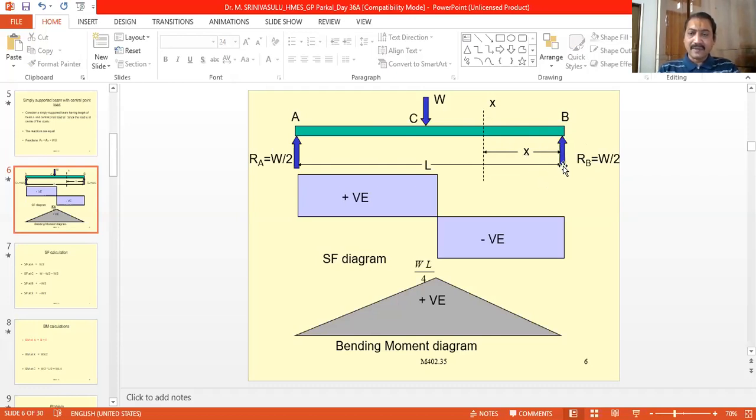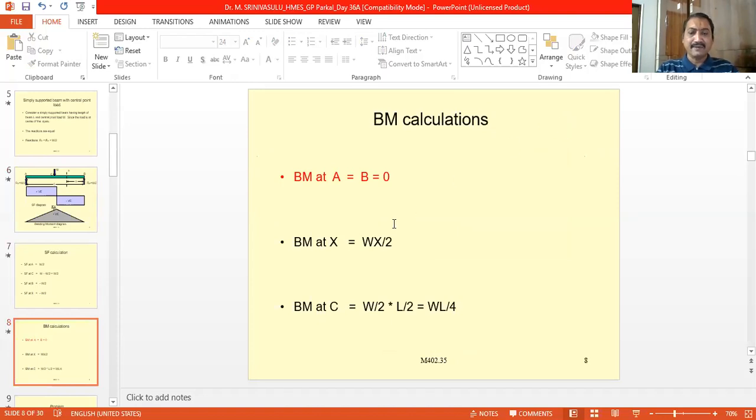Then this force will try to rotate the beam in this direction. So this is anti-clockwise. To the right of the section, anti-clockwise moment is positive, and the value is equal to RB into x. Here RB is nothing but W by 2. Therefore the bending moment at xx is equal to W by 2 into x, that is Wx by 2. So Wx by 2 is the positive bending moment acting at the xx section.